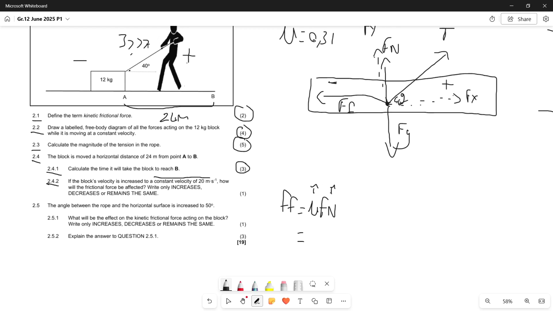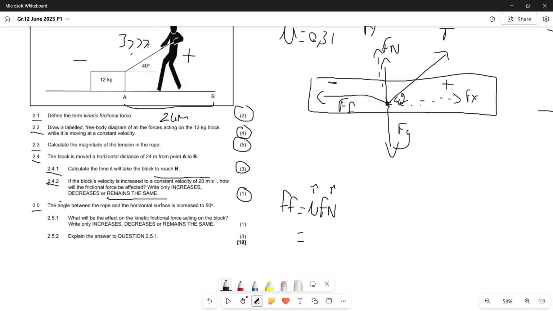So if we are not changing the coefficient or the normal force through means of mass or the angle at which we're applying a force on the object, it means that the block's velocity increasing without any change in acceleration will not affect the frictional force, and therefore the frictional force will remain the same over here. And that just earned us 1 mark. Always write it out exactly how they write it so that you can guarantee that you get the marks.